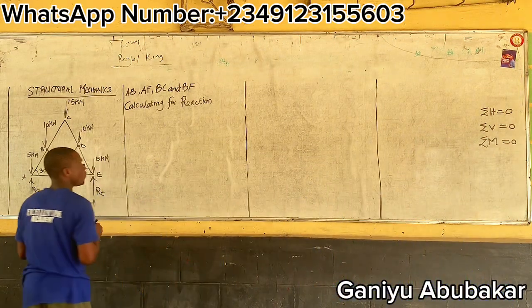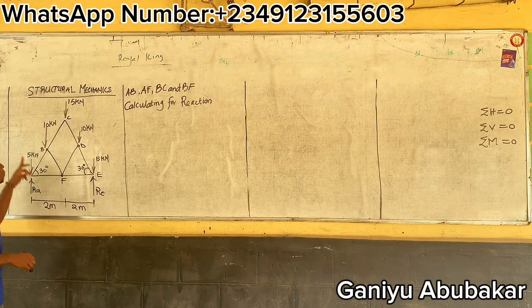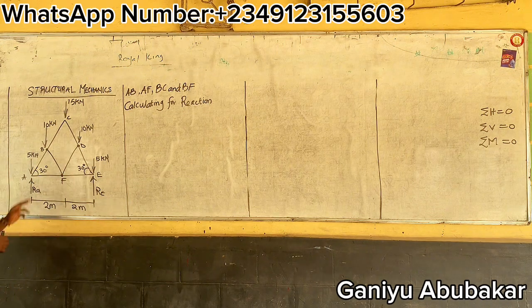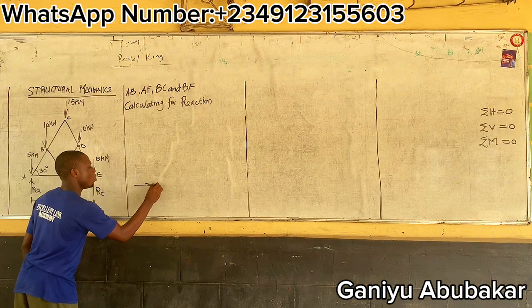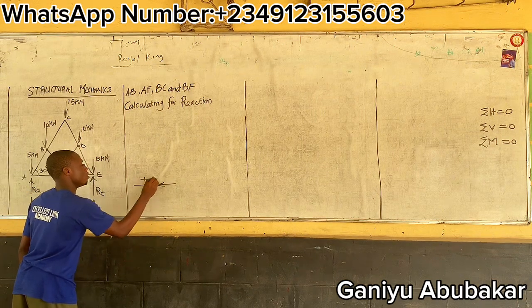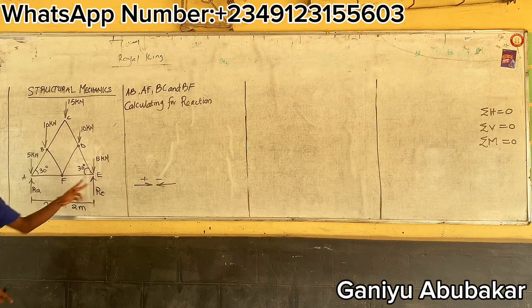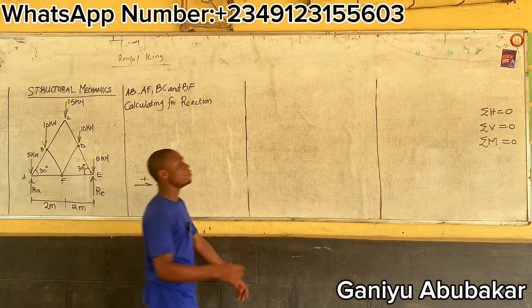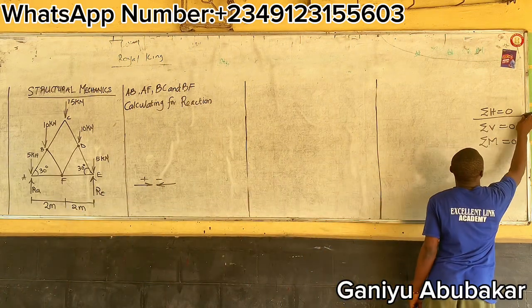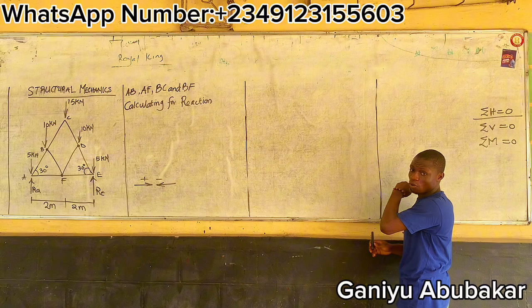If I apply summation H, is there any force in the horizontal direction? No, they are all vertical. So I will leave out the first condition of equilibrium and start with the second condition.